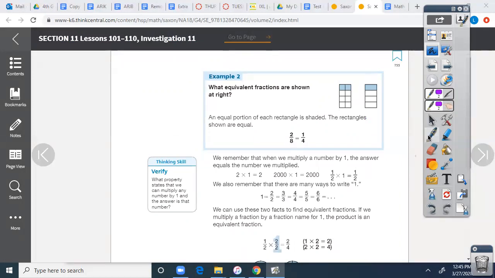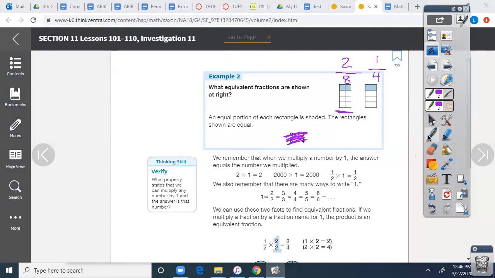Okay, so example number 2, we've got equivalent fractions. You can look at the answer if you want, or I'll just do that. Okay, up at the top, let's look at this one right here. What fraction of this rectangle is shaded? We've got 2 pieces out of 8 pieces. Over here, we have 1 piece out of 4 pieces. So those are equivalent fractions.